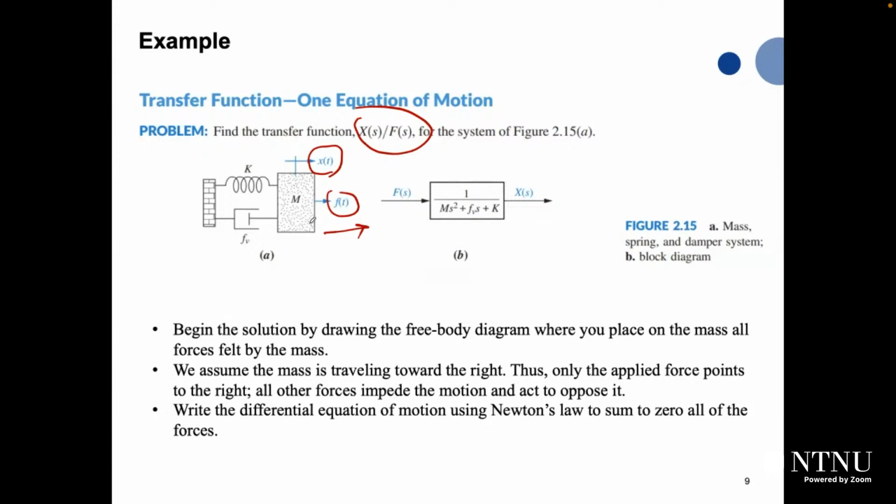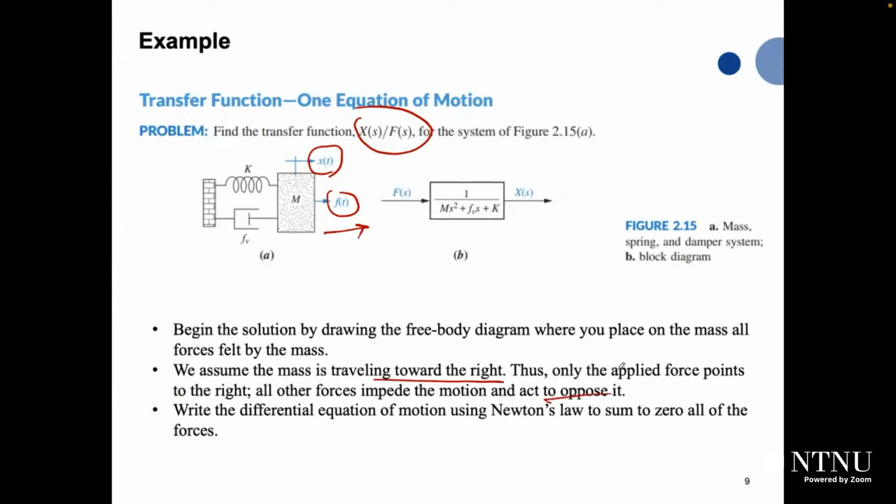If you want to solve this equation and find the transfer function, we need to start by drawing the free body diagram, where you place on the mass all forces felt by the mass. We assume that the mass is traveling to the right side, so the only applied force points to the right. All other forces, which impede the motion and act to oppose it, will point to the other side.